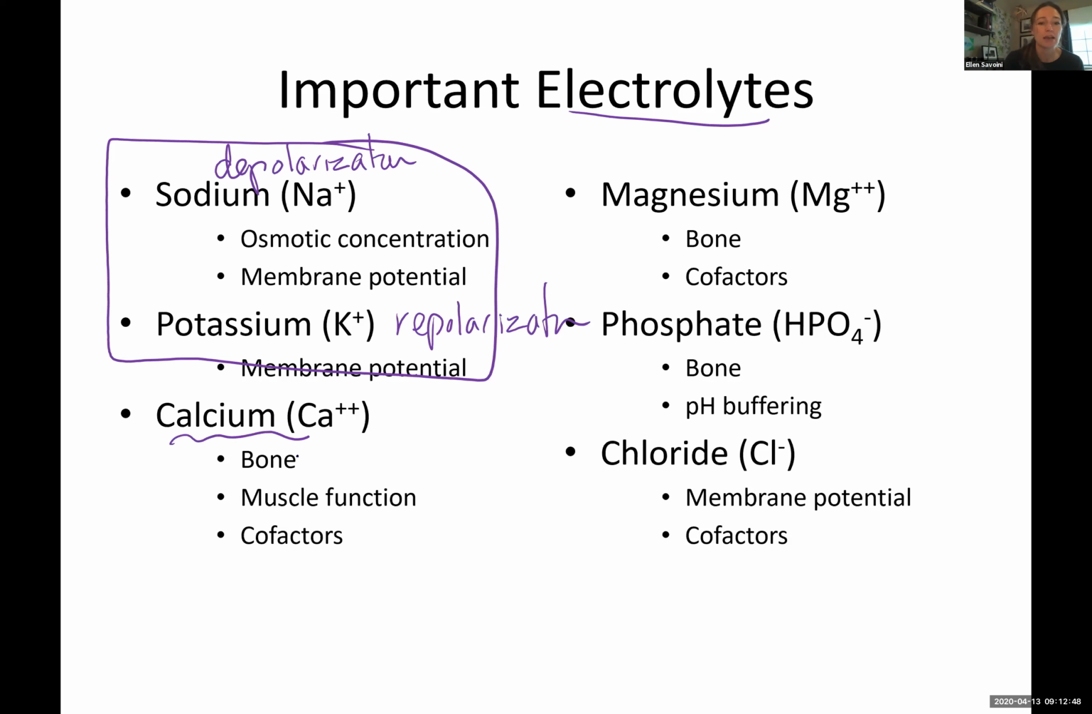You should associate calcium, obviously, with bone. But remember, it has to contract our muscles. It helps the cross bridges, binds to troponin and moves troponin over. Calcium is used as a cofactor. We already know that because it's part of blood clotting. Remember, it's actually converting prothrombin into thrombin.